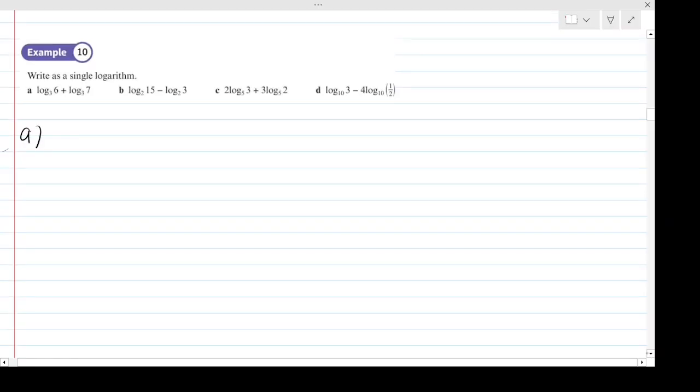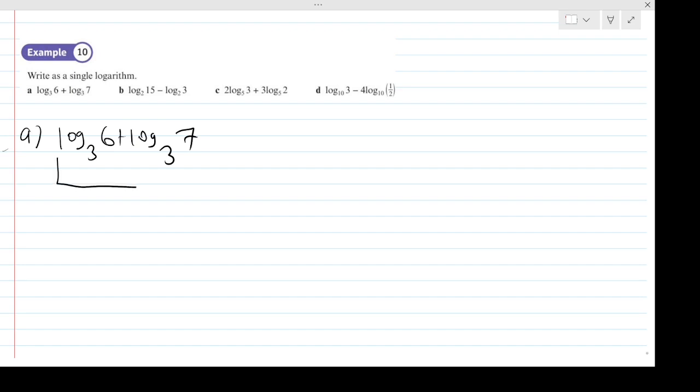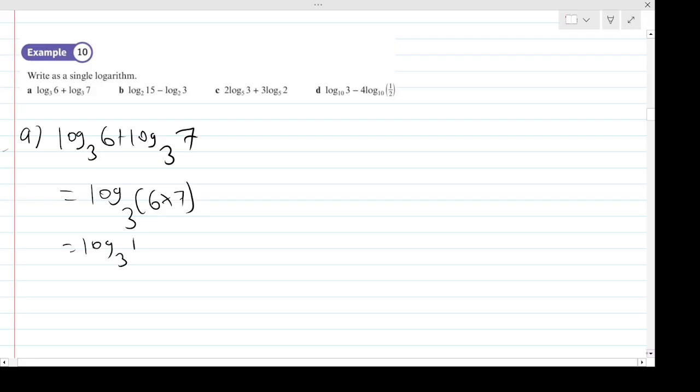We need to write as a single logarithm: log base 3 of 6 add log base 3 of 7. As a single logarithm, I notice I'm adding one logarithm to another with the same base. So if I'm adding 2 logs together in this way, I can combine them. Because I'm adding them, I'll be multiplying them. So log base 3 of 6 times 7, and that will be log base 3 of 42, and that's 1 log.